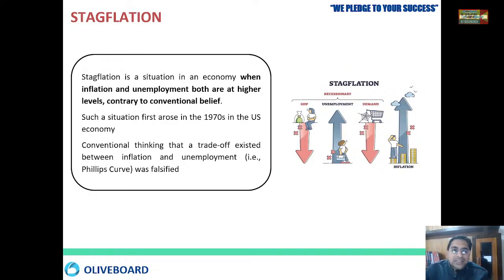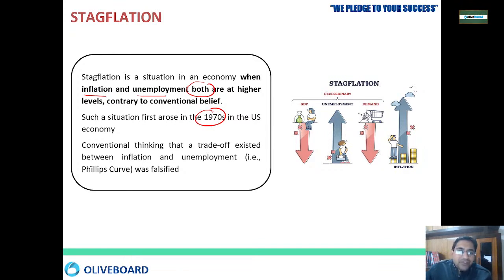Then what is the meaning of stagflation? Stagflation means whenever inflation and unemployment are both high. When inflation and unemployment are both high. So this situation also came in 1970 in the US.